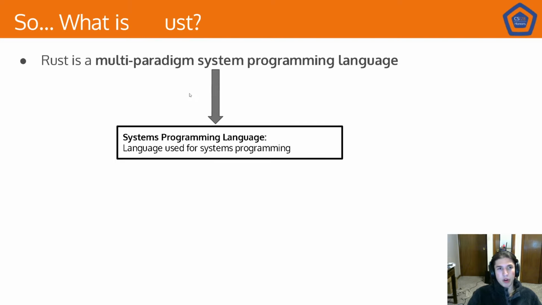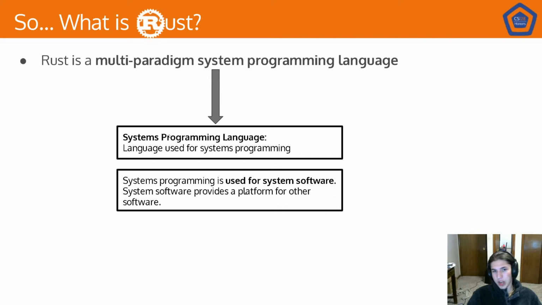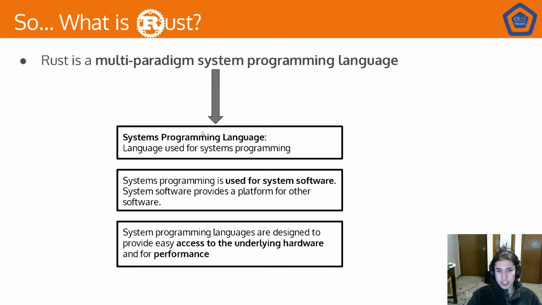Okay, system programming language. System programming languages are languages used for programming systems, obviously. Specifically, they're programming languages that are used for system software, or software that can provide a platform for other software. And so, really, what does this mean? Let's dive into the heart.